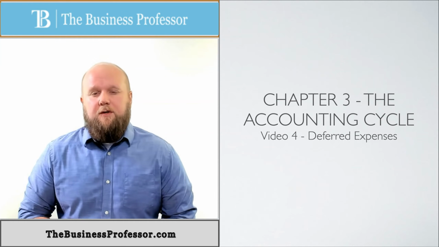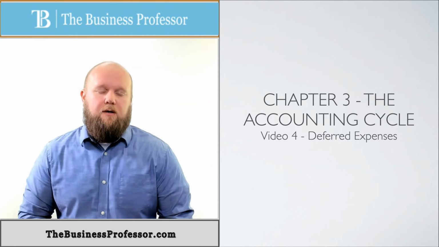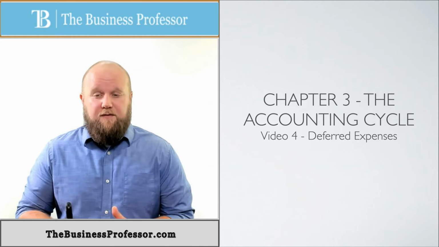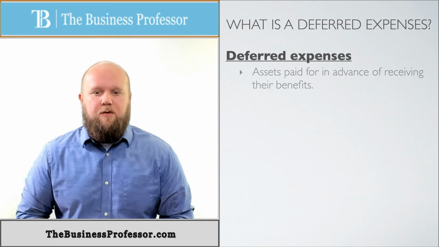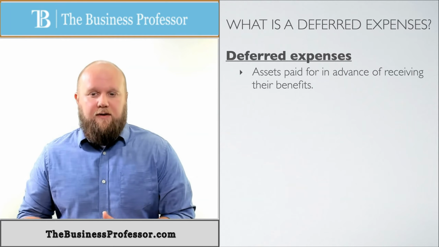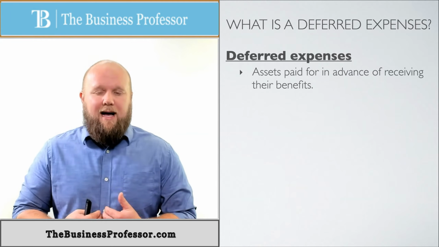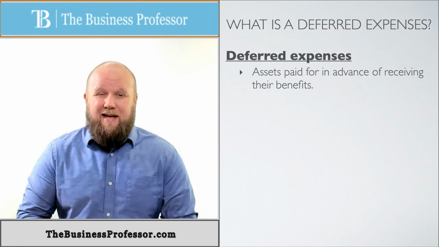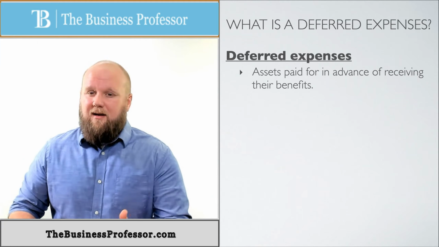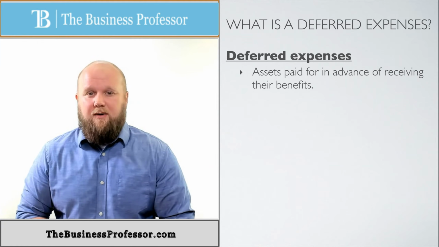All right, so here we are with the first video of our different types of adjustments. Deferred expenses. Now, deferred expenses, to put it in a definition format, are assets paid in advance of receiving their benefits. I paid for these up front, but I haven't used them yet, so I can't expense them yet until the very end. A great example of this would be those stamps that I talked about.